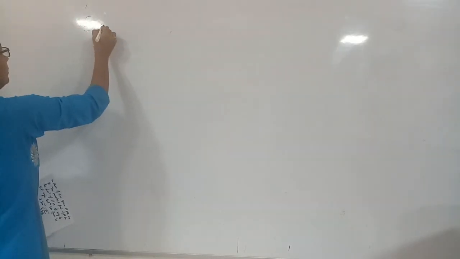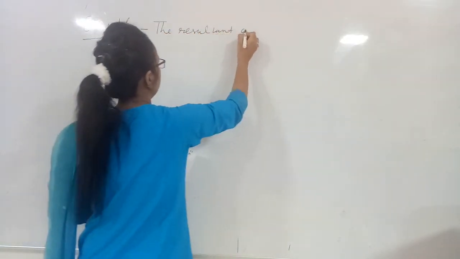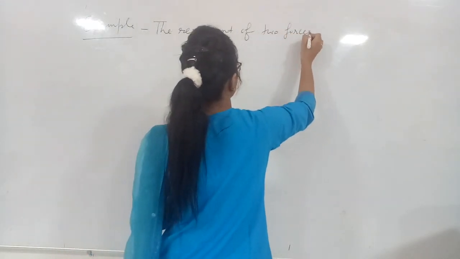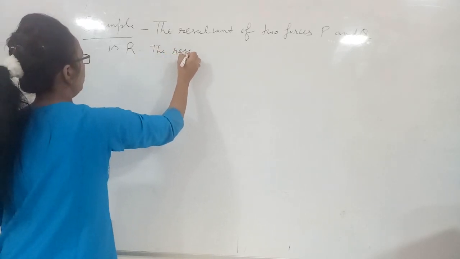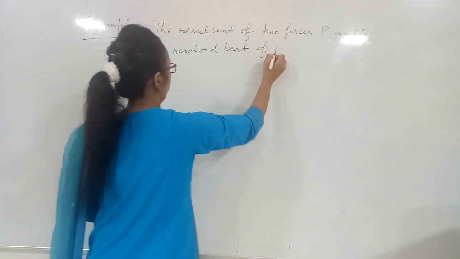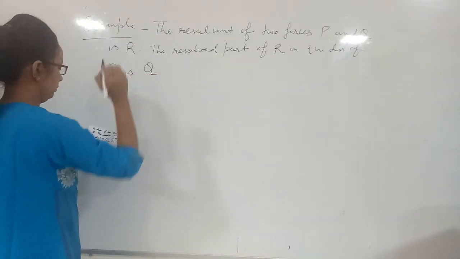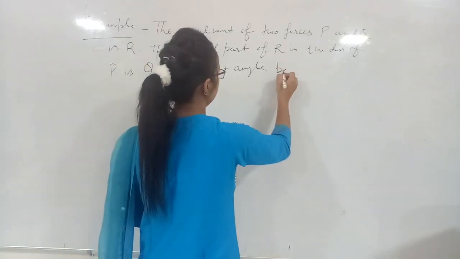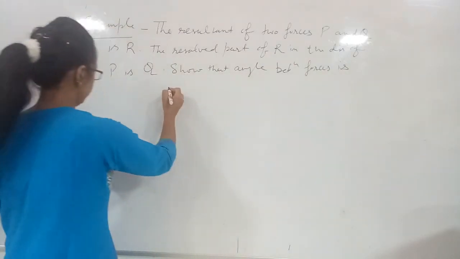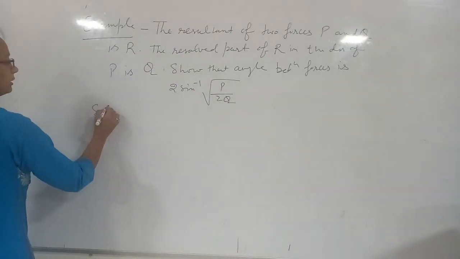Next, we'll do one example of this article. The example is: the resultant of two forces P and Q is R. The resolved part of R in the direction of P is Q. Show that the angle between the forces is 2 sine inverse under root of P divided by 2Q. Now we will do this example.